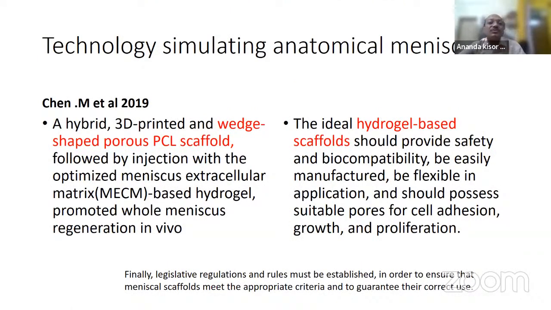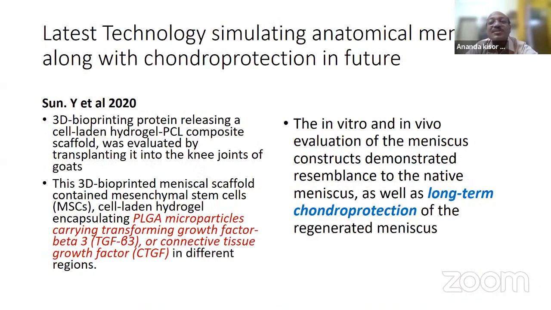Now, what are the different technologies that can be used for production of this anatomical meniscus, like the wedge-shaped porous PCL scaffold or the hydrogel-based scaffold. I'm not going into detail. These are the technical terms that can be used for the exact anatomical meniscus. But it's one step ahead: not only the anatomical, but also an exactly, accurately functioning meniscus. How can it be obtained?